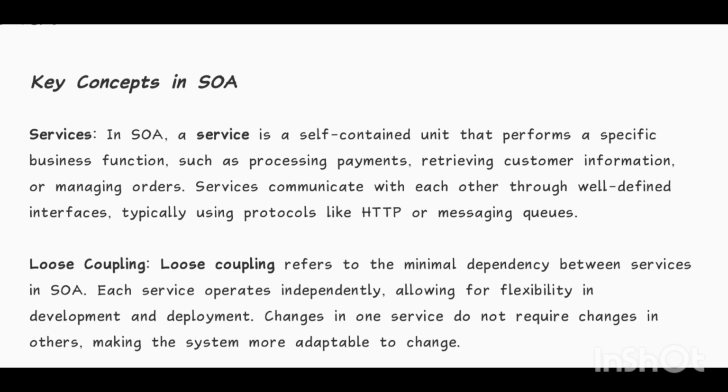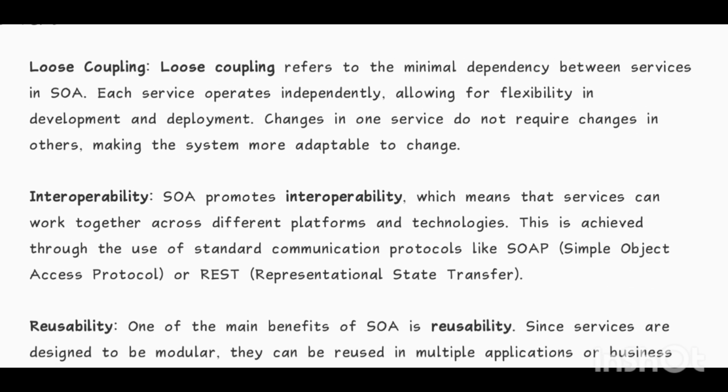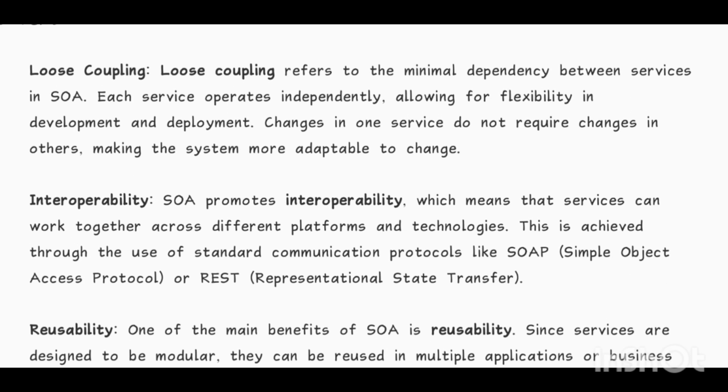Loose coupling. Loose coupling refers to the minimal dependency between services in SOA. Each service operates independently, allowing for flexibility in development and deployment. Changes in one service do not require changes in others, making the system more adaptable to change. Interoperability. SOA promotes interoperability, which means that services can work together across different platforms and technologies. This is achieved through the use of standard communication protocols like SOAP, Simple Object Access Protocol, or REST, Representational State Transfer.